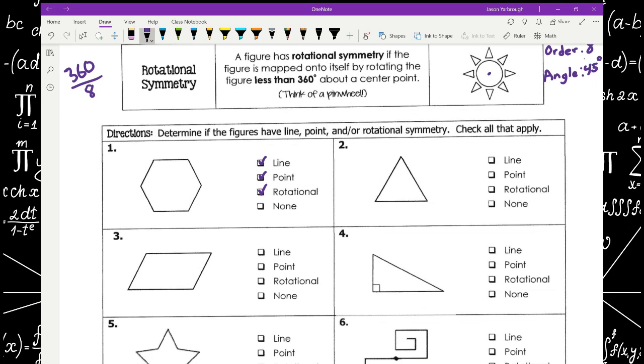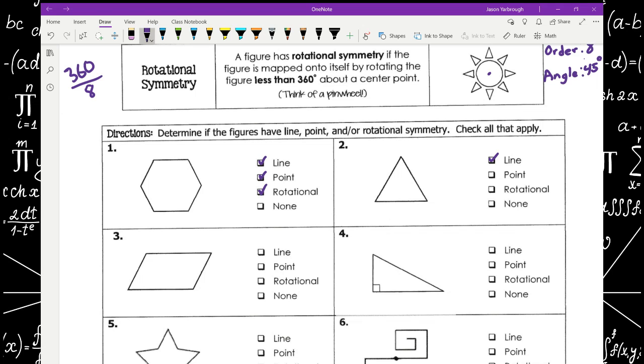Okay, number 2, does it have line symmetry? Well, if we draw a line straight through the middle, yeah, it would end up being reflected. So yes, it does have line symmetry. Does it have point symmetry? The top is not the same as the bottom, so no, it does not have point symmetry. But rotational symmetry, does it repeat? Well, yeah, it repeats 3 times, so it does have rotational symmetry.